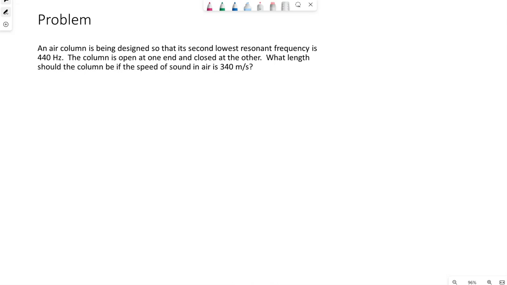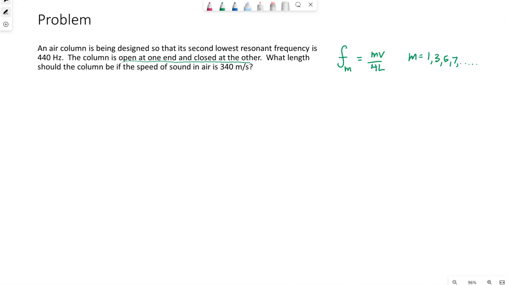All right, so this is open at one end and closed at the other. So our frequency equation for an open closed pipe is mv over 4L. And we're also told that m is 1, 3, 5, 7, and so forth.